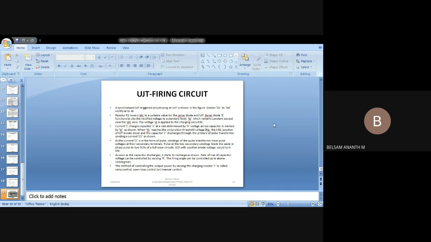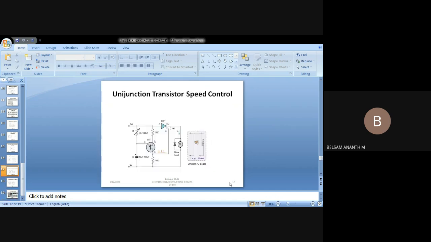During this triggering, in the earlier cases we had 0 to 90 and 0 to 180 degrees, but here we can give firing control up to 150 degrees with the help of the rate of increase of the voltage source. So up to this, I'll stop sharing. Maybe the previous slide. I think this slide. Please remember this slide.